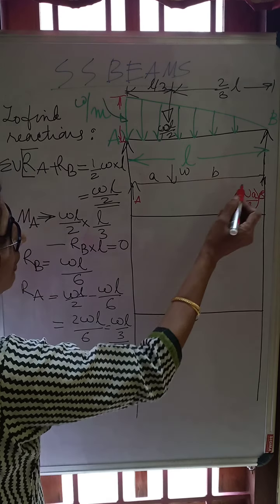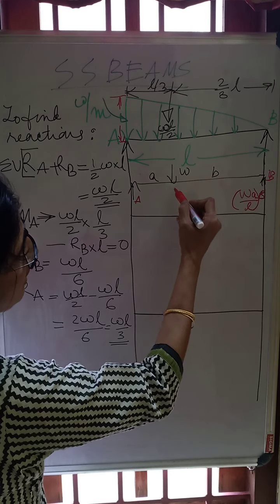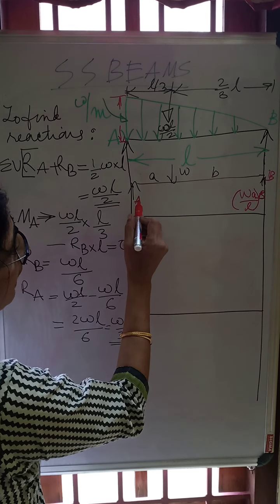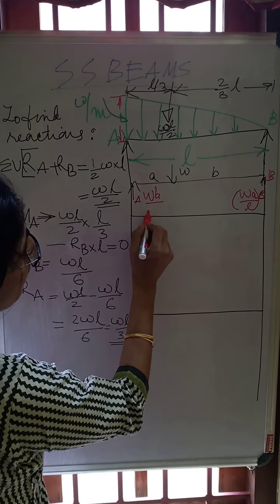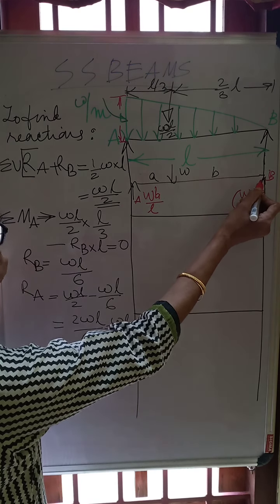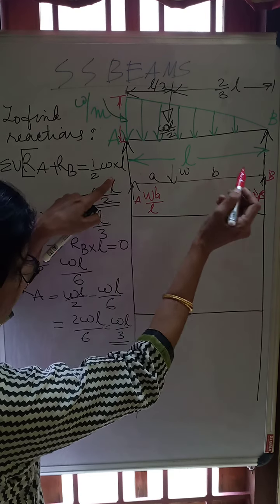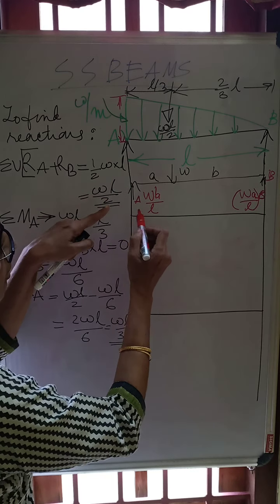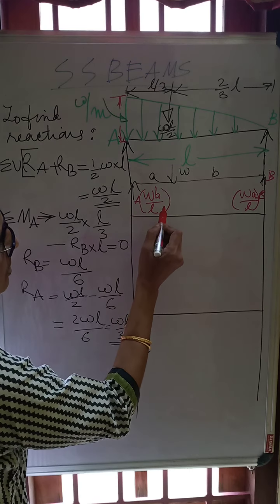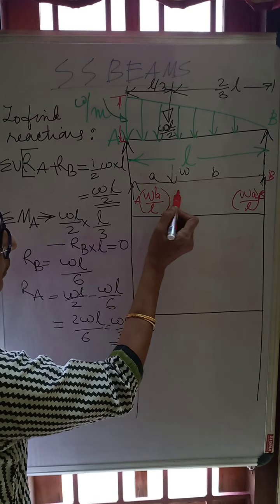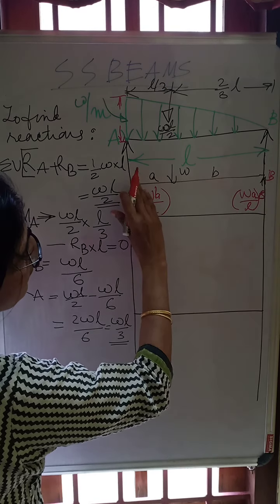Similarly, if you take moment about this point B, you will say that RA into L minus W into B is equal to 0. From that you get RA is equal to W into B by L, because you are taking moment about B. Now to get RA you have to take moment about B. If you have to get RB you have to take moment about A. So you can just see this. The reaction at this point will be load into the other distance by span. The reaction at this point will be load into the other distance, which is A.